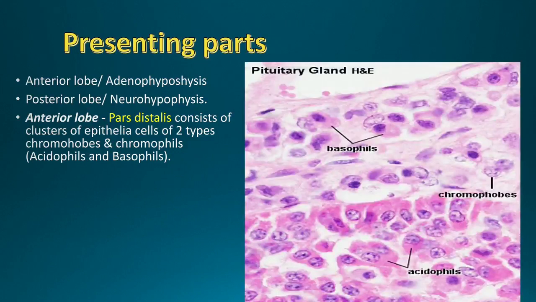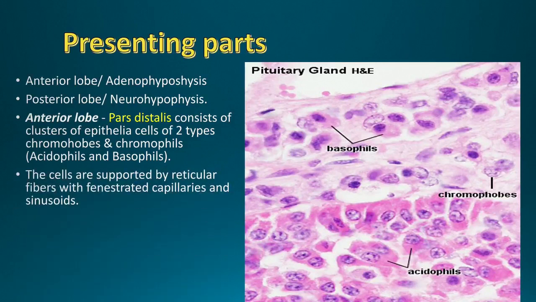Okay, so they are called the chromophils and the chromophobes. Chromophobe means phobia or fear, they don't take up the stain, whereas the darkly stained ones are called the chromophils. Chromophils are again divided into acidophils and basophils. Chromophobes are thought to be the reserve cells, precursor cells. When needed, they can get transformed into the chromophils.